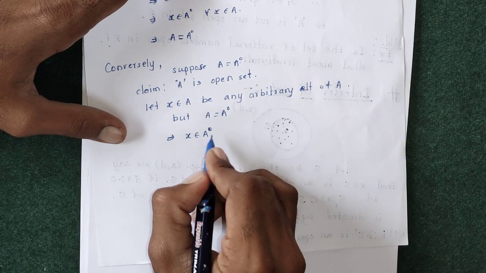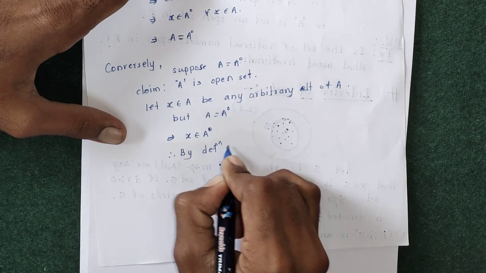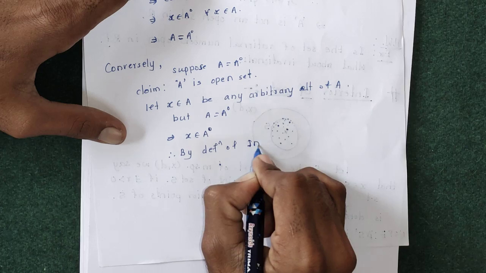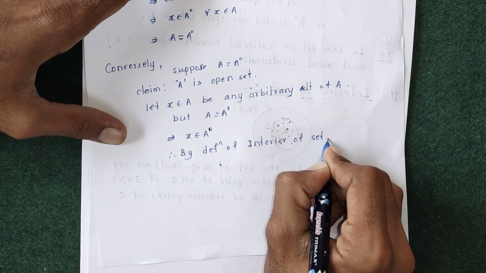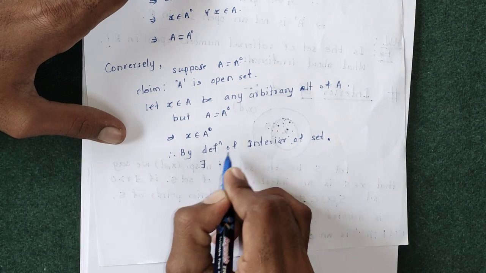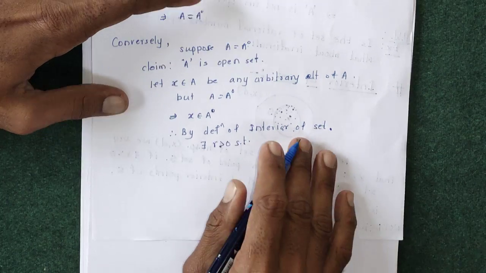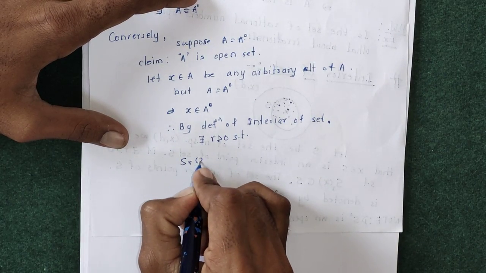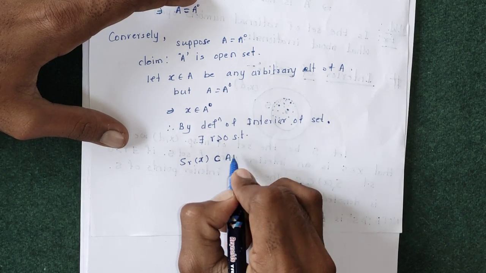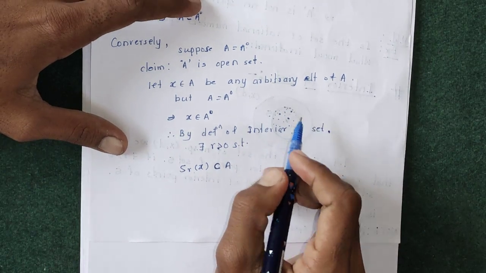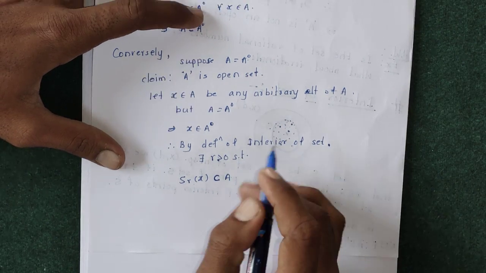Now by definition of interior of a set, we can use the definition, and therefore there exists some radius r greater than 0 such that this open sphere centered at x lies inside A. By definition of interior of a set, there exists some r greater than 0 such that S_r(x) lies inside A.